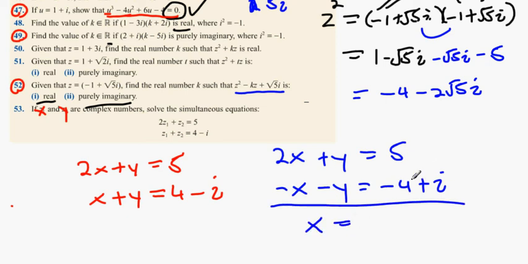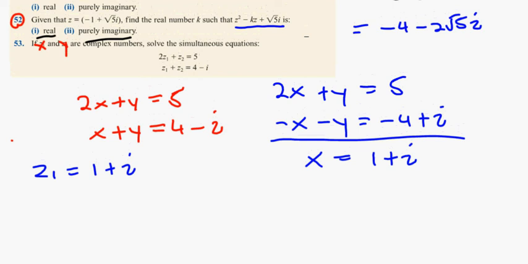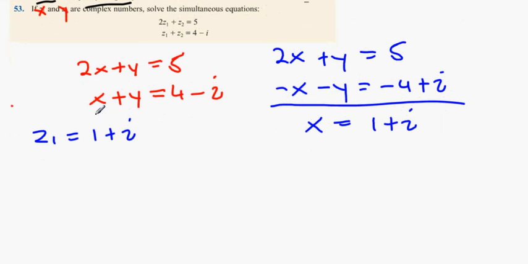And then what we're going to get is x equals 5 minus 4, which is 1. X equals 1 plus i. So z1 is 1 plus i. Now we have to figure out what z2 is. Okay, so to figure out what z2 is, we can just input into this equation here.